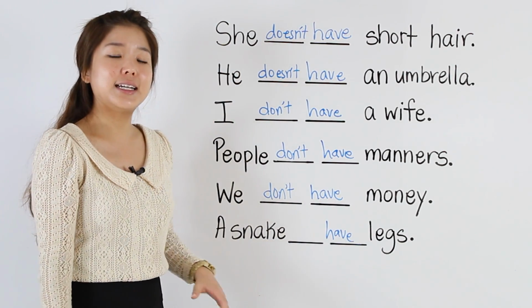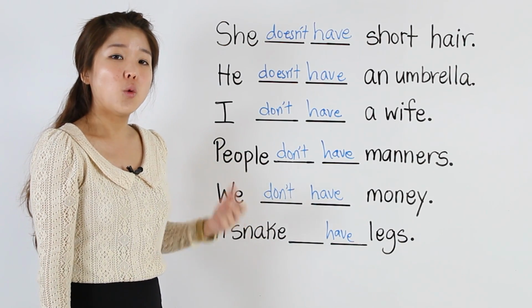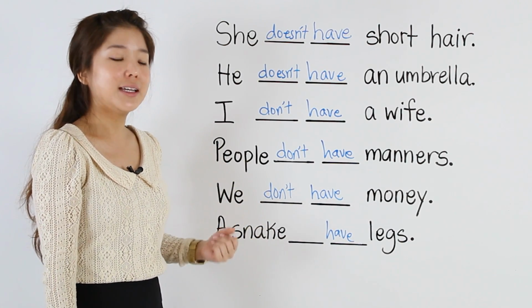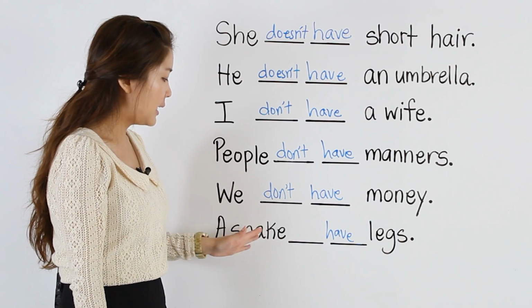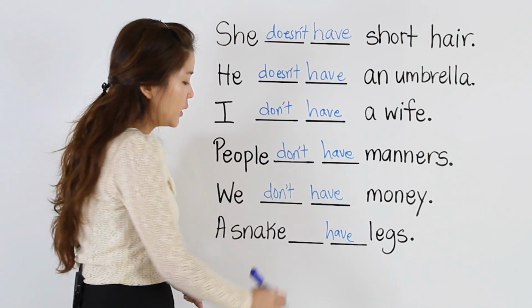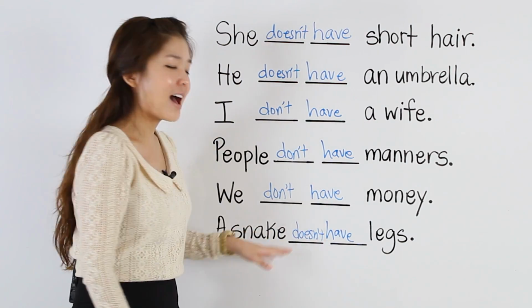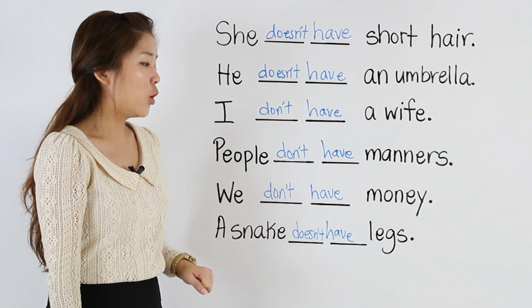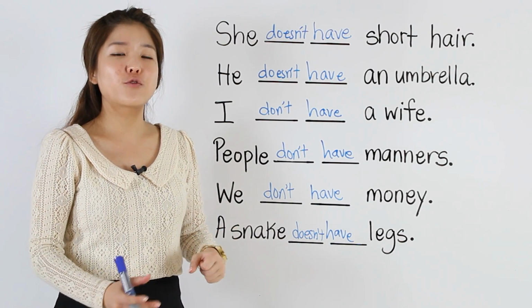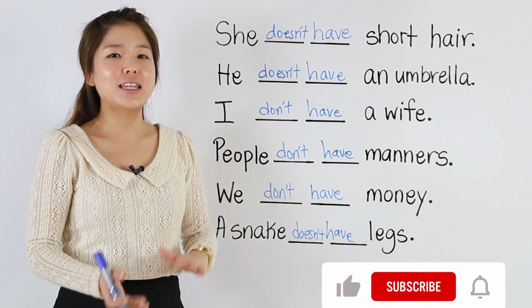A snake is an animal. What do we use for an animal? It. What should we put here? It doesn't have legs. Okay, so that was our practice for the negatives don't have and doesn't have.